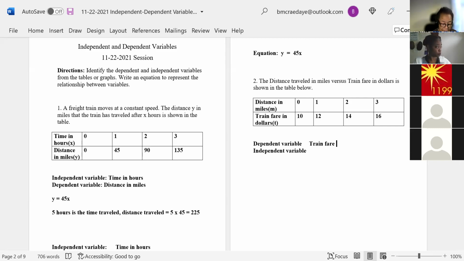Your train fare in dollars is dependent upon the distance in miles. So that would be distance in miles. Okay. All right. Now, what would be the equation, Maureen? The dependent variable is the output.